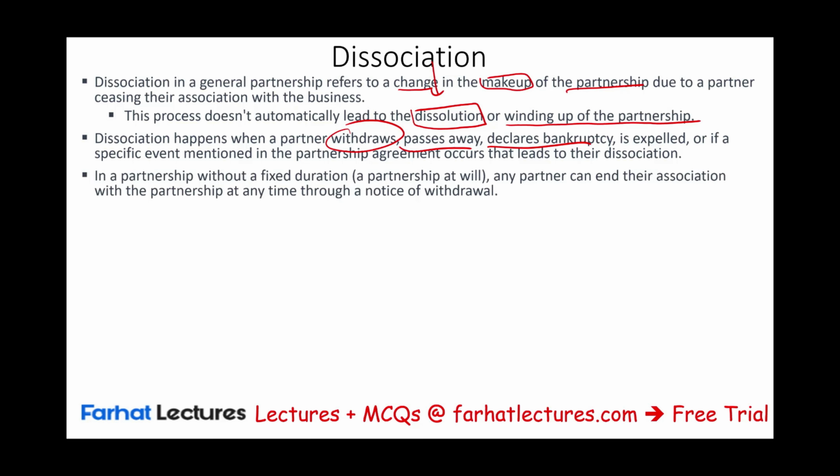And in a partnership without a fixed duration, which is most partnerships, or partnership at will, it means anyone can leave at any time. A partner can end association at any time through a notice of withdrawal. Now, you could always withdraw.